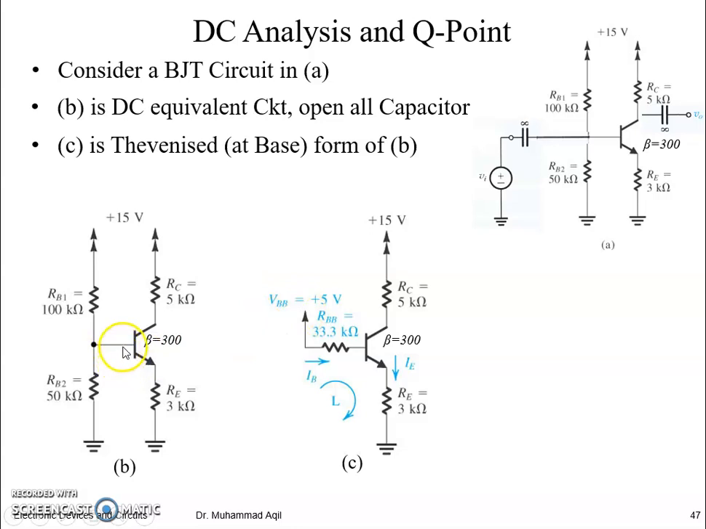And the R Thevenin looking out of this base can be obtained by making this voltage source grounded. Then this RB1 and RB2 will become parallel. So the parallel combination of this will be called RBB, and by using these values we obtain 33.3 kilo ohm. So it is similar to analyze this circuit instead of this.